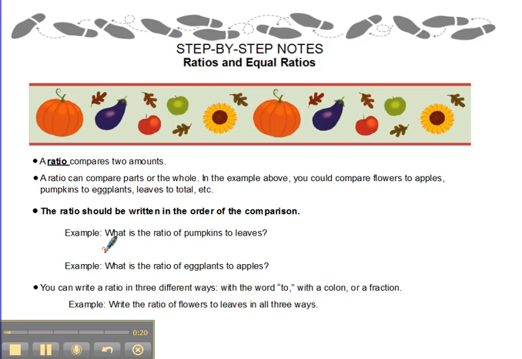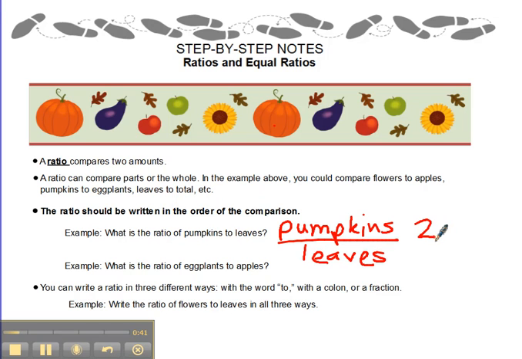For example, if the question says, what is the ratio of pumpkins to leaves, you would first want to write it in words. Pumpkins over leaves, and you would count your pumpkins. 1, 2, 2 pumpkins, and 1, 2, 3, 4, 5, 6, 7, 8 leaves. Now you could reduce this to simplest form, an equal ratio of 1 to 4.